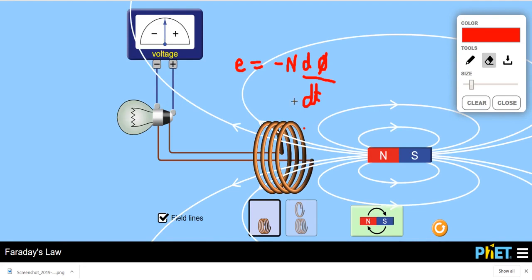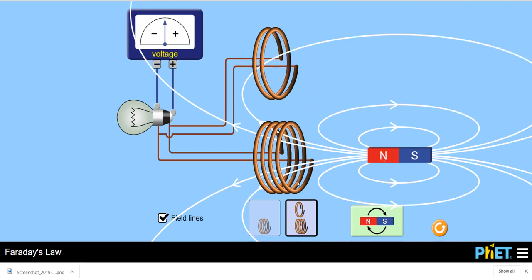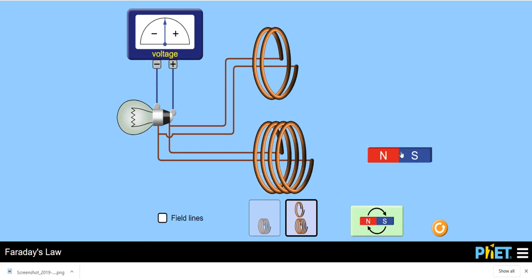It also depends on the number of turns of the coil. You see how it depends. Let's take another example. Should I remove this formula? Let's close it. I'm removing these field lines also for clarity. You see, I'm moving it with the same speed towards the coil, and here it has 4 turns and here only 2 turns.